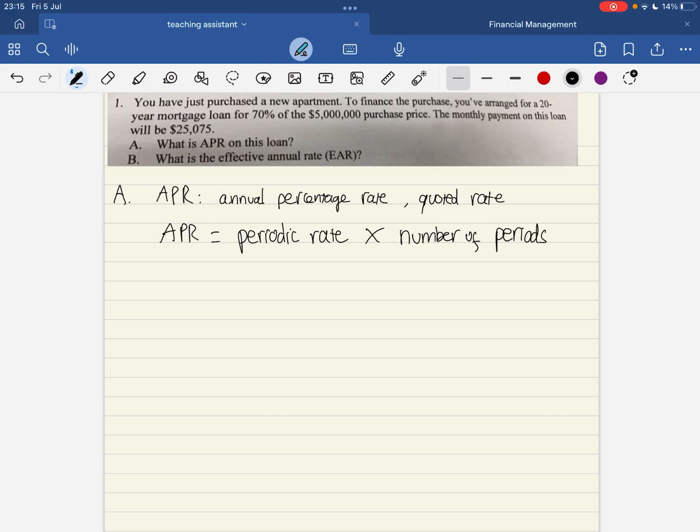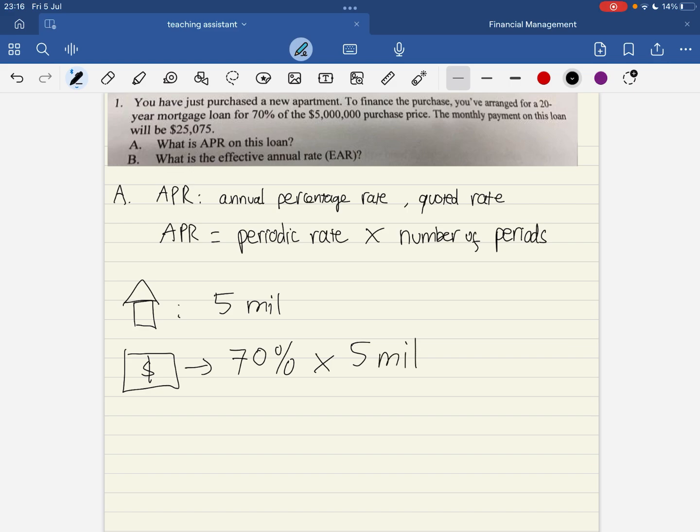70% of the 5 million purchase price. What does this mean? This means that we can find the borrowing cost. So imagine you buy a house. The cost is $5 million. You don't have enough money. So you go to the bank to borrow money. And the bank only lets you borrow 70% of $5 million because it matches your need of money. You only need 70% of it. So the borrowing cost will be equal to $3.5 million, which is 70% of $5 million.